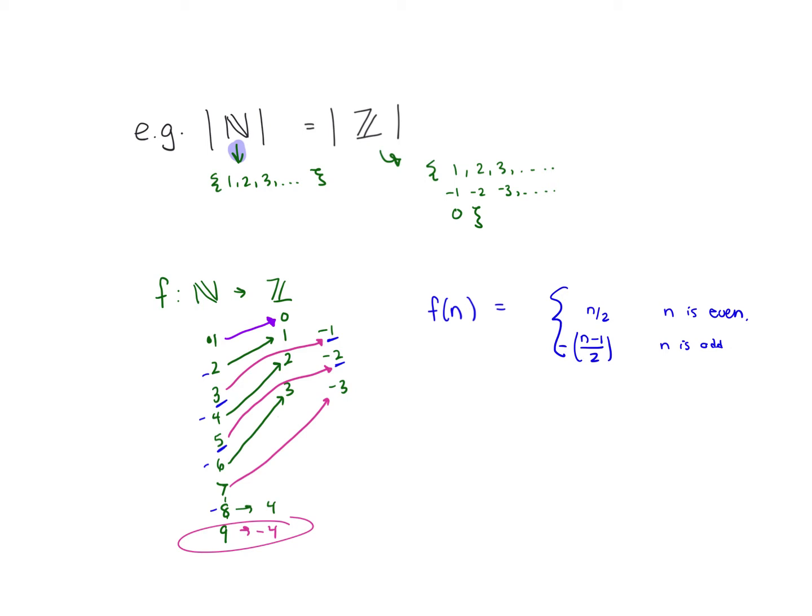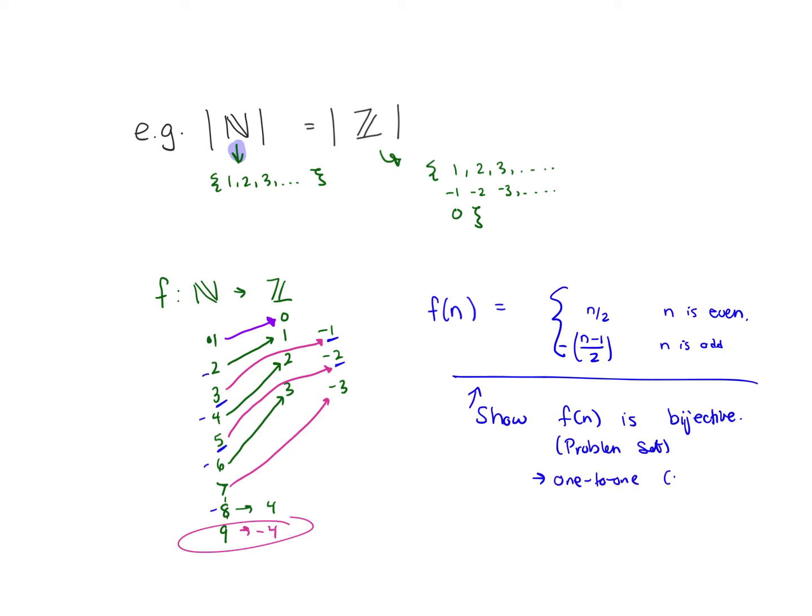So that's going to be my function. And we can sort of see from this picture that this is going to be one-to-one and onto. I'll leave that as an exercise for you to show that this f is bijective. And you'll see that in your problem set. So you need to show that it's one-to-one or injective and that it's onto or surjective.